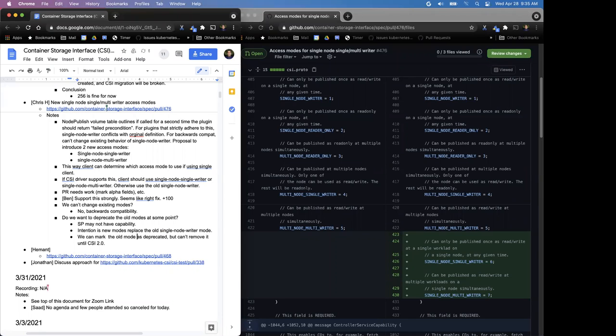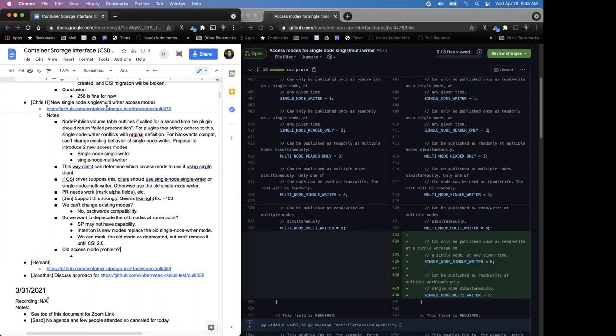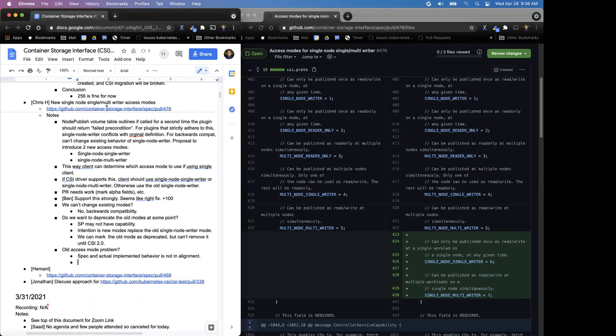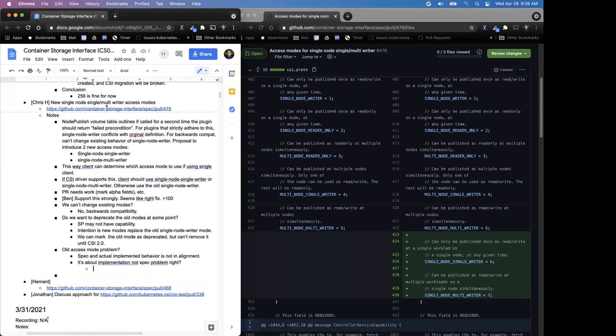The problem with the old access mode is that what it says in the spec and what people tend to implement in the code doesn't match. If someone strictly followed the spec, they would get one behavior, but most people decided not to strictly follow the spec because they wanted the other behavior. And therefore, you get this weird conflict. But then there is really not a conflict, it's about implementation. Well, no, if the spec clearly states a behavior, which is single node single writer, and drivers do something else, then I'm in favor of adding the single node multi-writer.